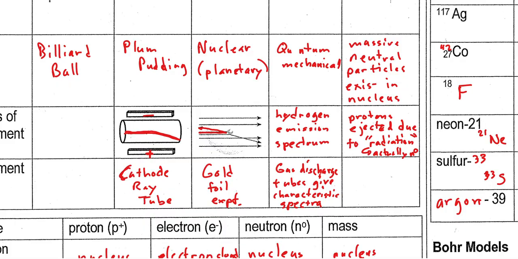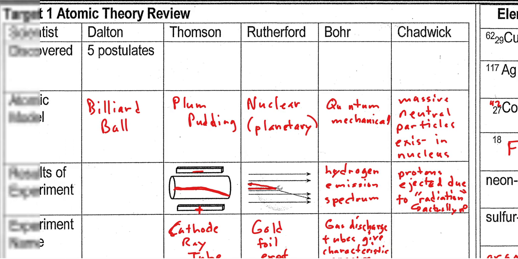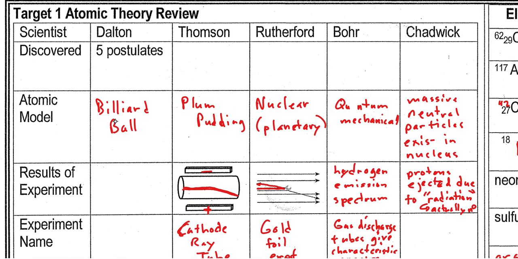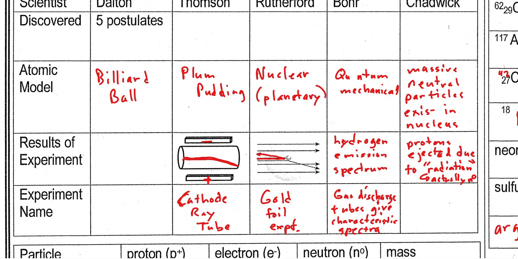Okay, remember Dalton, the 5 postulates we just looked at. His atomic model was the billiard ball model, thinking the atoms couldn't be broken. They were very rigid, hard, impenetrable, indestructible. Thomson came up with his plum pudding model using the cathode ray tube.